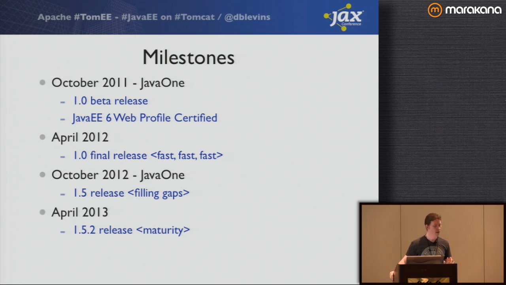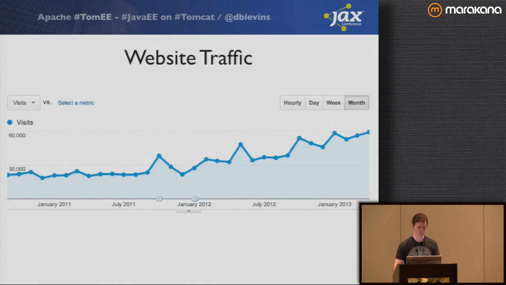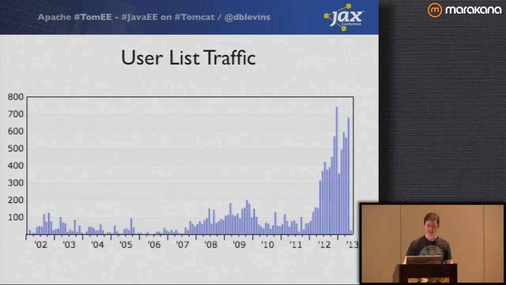So basically, every 6 months, we're focusing on something very significant to move it forward. It's taken, I guess, a year and a half or so, but we have something that's very stable and very mature. You can kind of see what our life has been like since we announced. That little bump in the middle is our Java 1 announcement, and we've just sort of been going crazy since then. That's our website traffic. That's our user list traffic, so we get slammed on a regular basis.